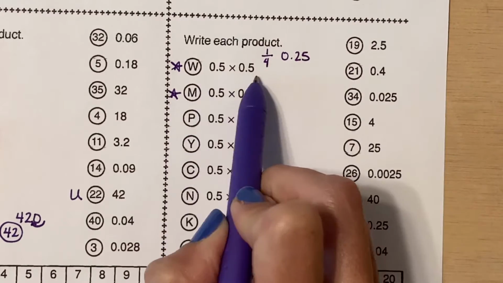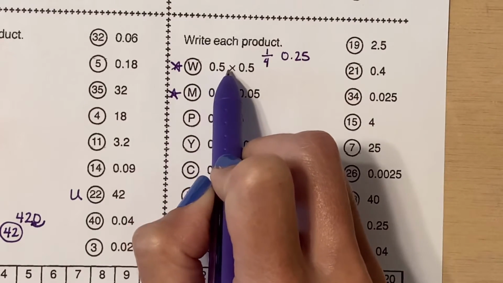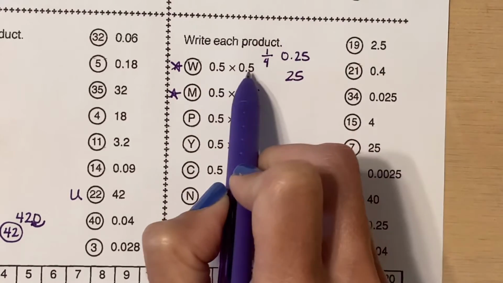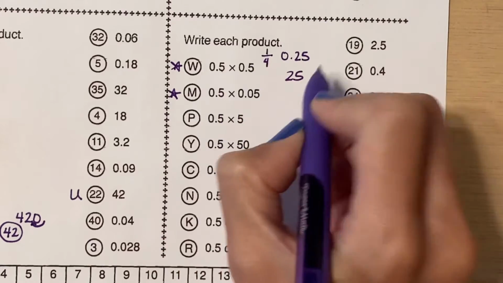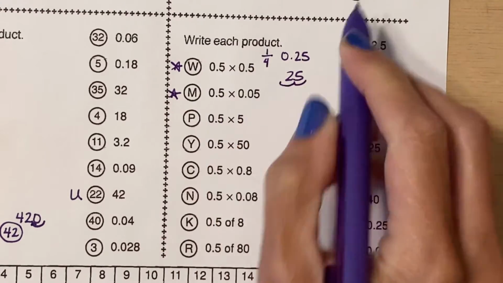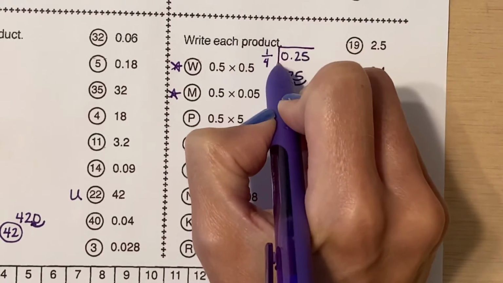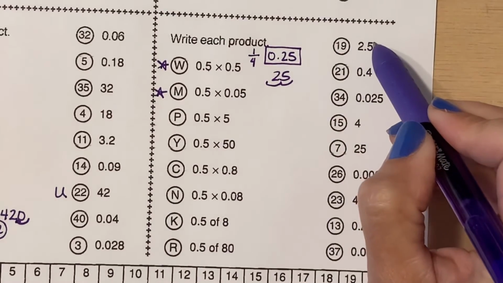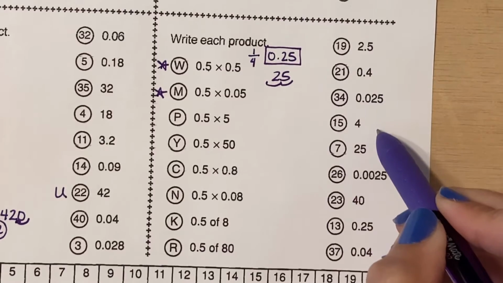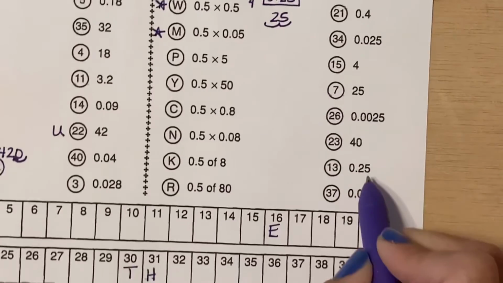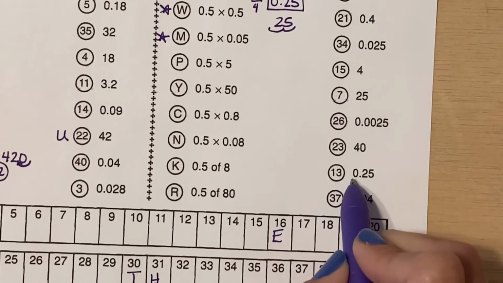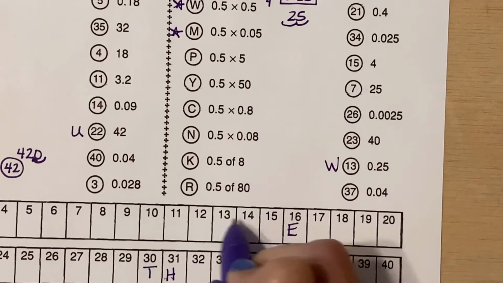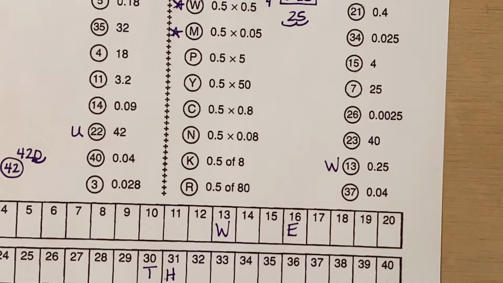Or if I just do it as a decimal, I'm going to ignore my decimal. 5 times 5 is 25. And how many places do I move my decimal over? 1, 2. Which gives me 0.25. So 2 different ways of thinking of that answer. I have lots of 25s here. I have to be careful that I get my decimal right. 13 is W. So I'll drop W in box 13.